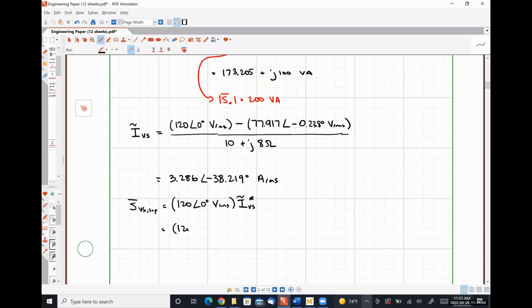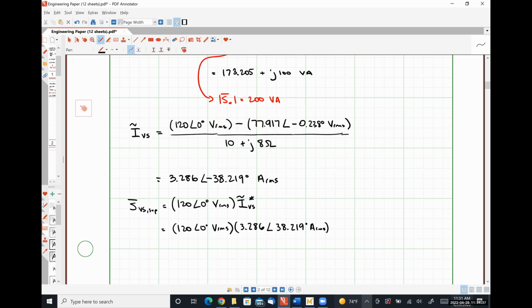So that's going to be 120 angle 0 degrees, excuse me, I forgot my units, volts RMS times 3.286 angle positive 38.219 degrees amps RMS, because the complex conjugate operation changes the sign on the imaginary part of a complex number, which is exactly the same as changing the sign on the angle of a complex number.